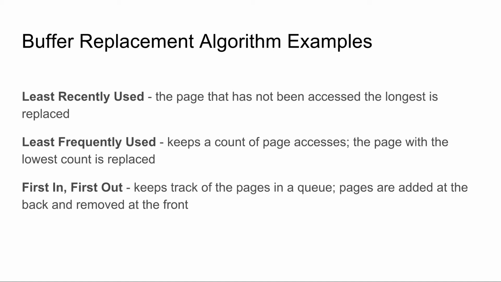Least recently used: the page that has not been accessed the longest is replaced. This assumes that pages that are frequently accessed in the past few instructions will continue to be accessed frequently in the future few instructions. Least frequently used: here we keep a count of page accesses, and then the page with the lowest count is evicted from the buffer and replaced. And first in, first out: here we keep track of the pages in a queue. Pages are added at the back of the queue and removed from the front.